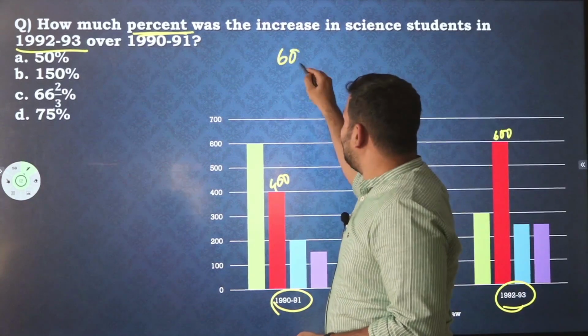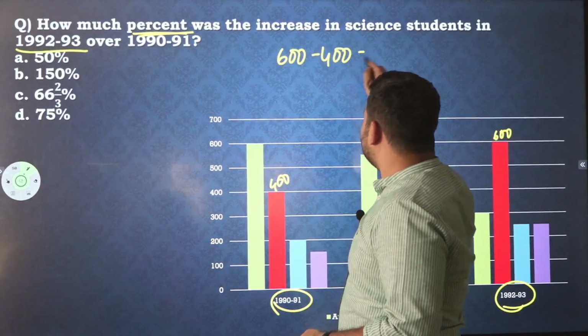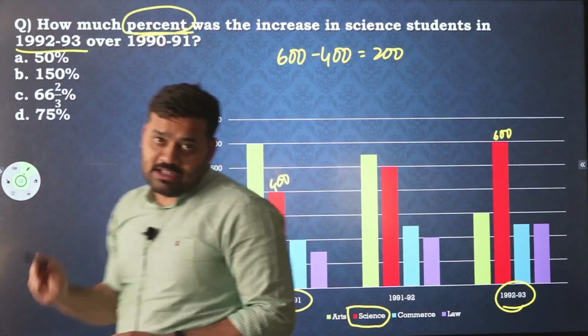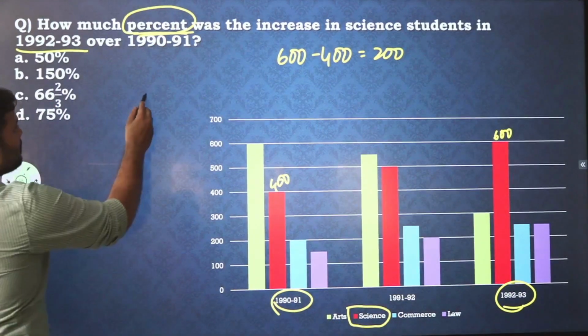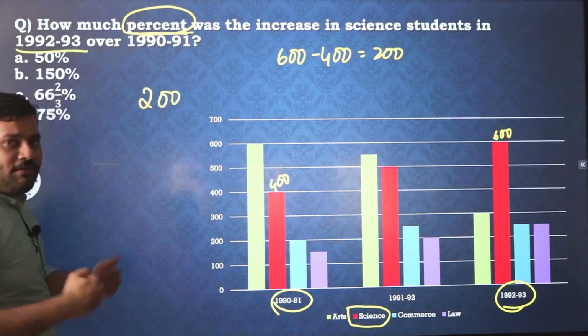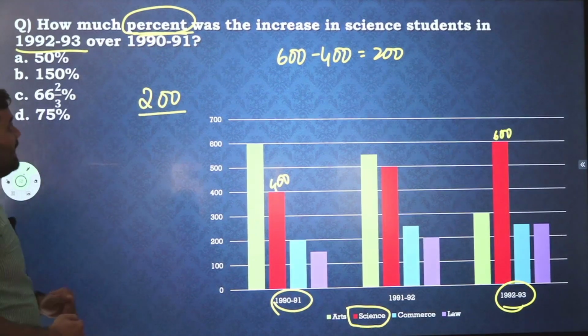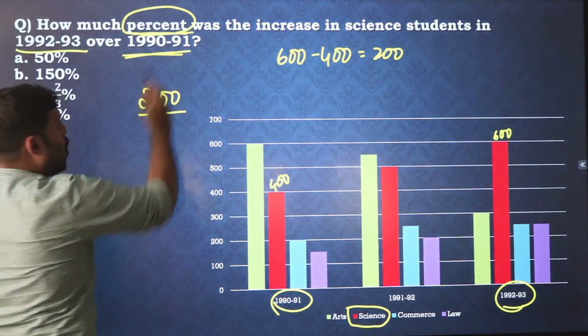So the difference is going to be 600 to 400. The change is going to be 200. But they are asking that in terms of percentage. When it is percentage, let me say 200 is the effective change divided by the base that we are taking.